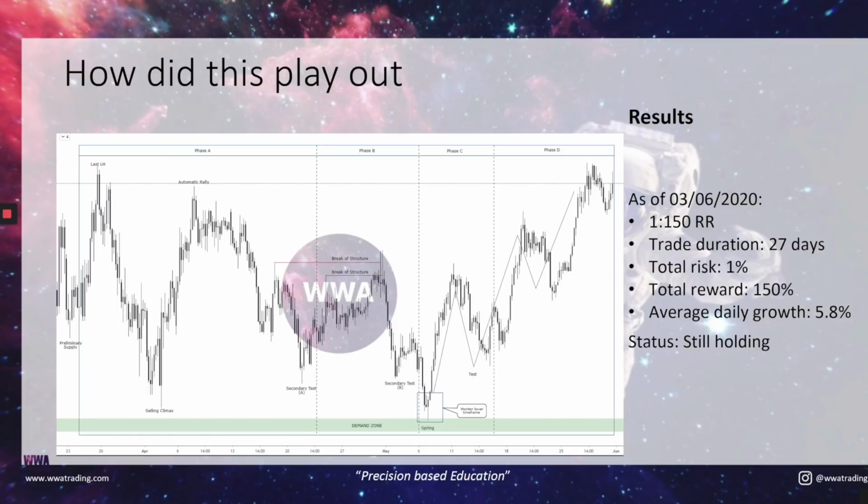So how did this trade play out? At the time of recording this webinar, price is currently floating 1 to 150 risk to reward. Again, to mention the velocity of that trade, a return of 150% on your investment in just 27 days with a total risk of 1%.